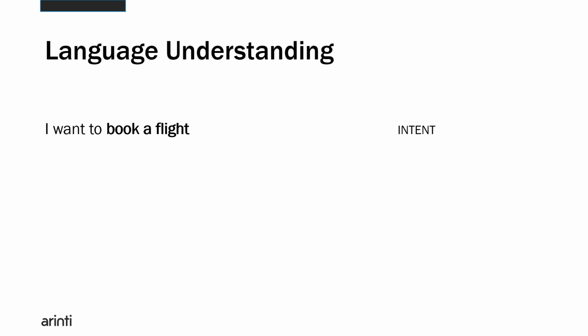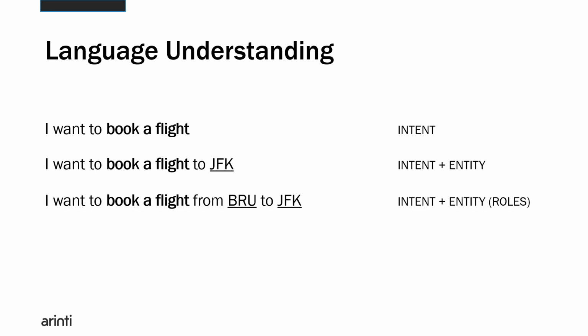So, if I say I want to book a flight, we need to recognize that we need to start the intent: book a flight. So, book a flight is the intent of the user. Now, the user can say at the same time, I want to book a flight to JFK. Now, we still know the intent is book a flight, but we also got some extra information. We know where he wants to go to, and that's the entity. That's JFK.